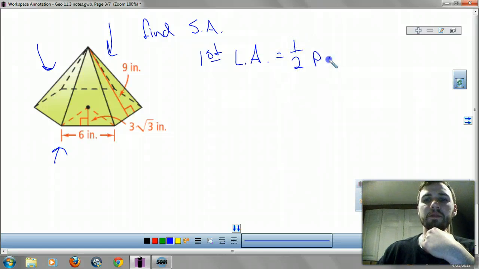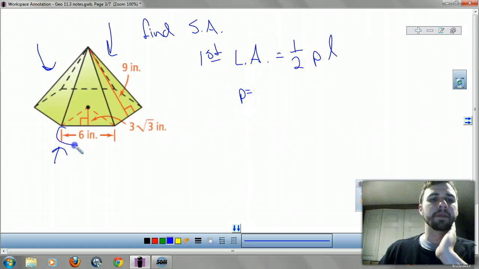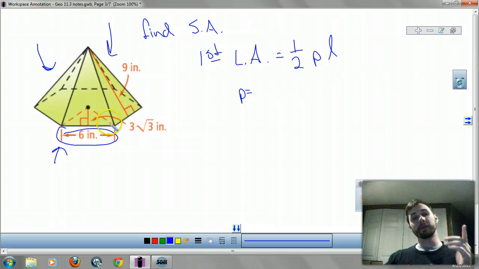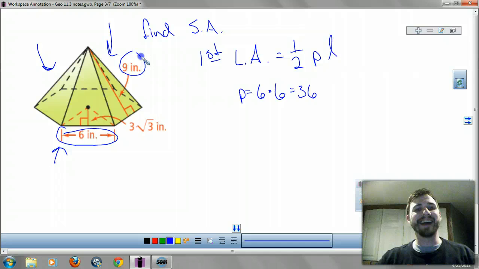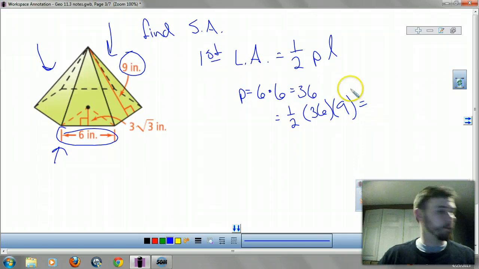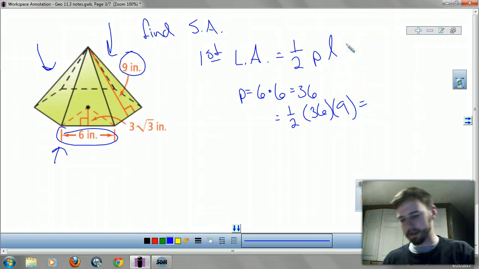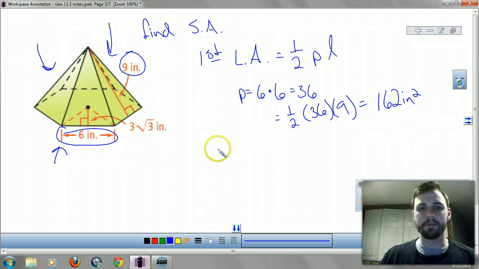That's 1/2 perimeter times our slant height. Okay. Well, our perimeter equals each side 6, right? And we have 6 sides. So our perimeter is 6 times 6, which is 36. Okay. Our slant height is 9. Okay. So my LA is 1/2 of 36 times 9, which is whatever 18 times 9 is. 162 inches squared.